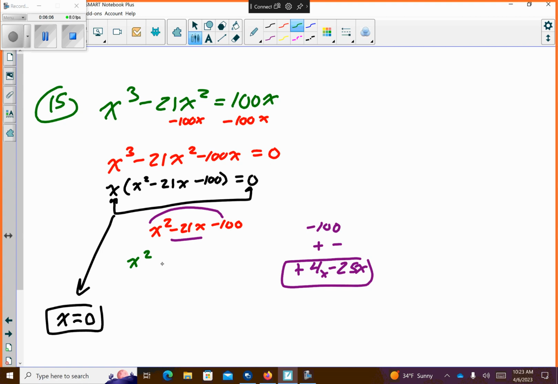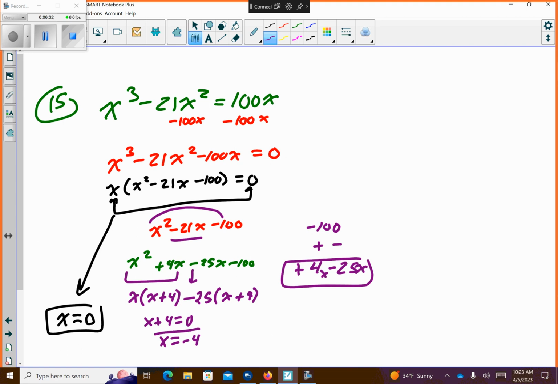So I'm going to have x squared plus 4x minus 25x minus 100. Factor an x out. Negative number comes out. I can factor negative 25 out. So I'm going to get x plus 4 equals 0, so x equals negative 4. And x minus 25 equals 0, so x equals 25. So my answers are 0, negative 4, and 25.